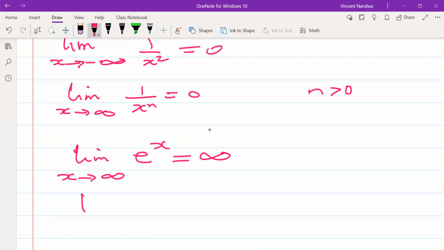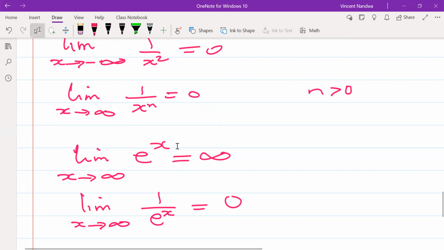And what if we have the limit as x approaches infinity of 1 over e raised to power x? Zero, because you are making the power of e a large number. So the overall effect is that you get a very large number in the denominator every time you increase the value of x, and 1 divided by a very large number is simply 0. So that's how we interpret it.